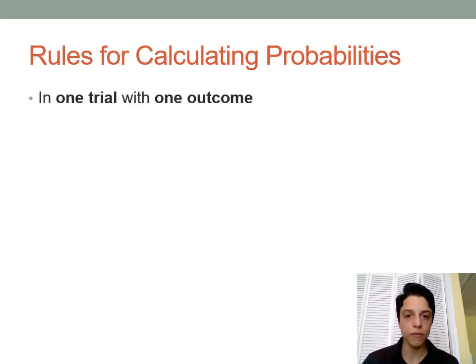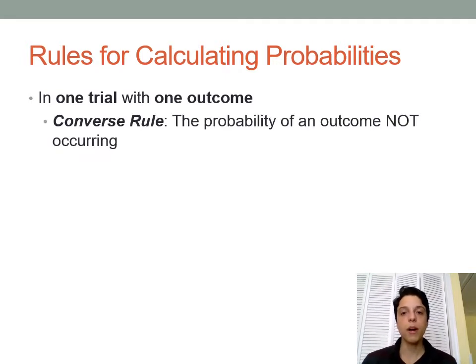All right, so one example of a rule for calculating probability is, in thinking about a single trial with a single outcome, you can find the probability of some outcome not occurring. To find the probability of an outcome not occurring, you use something called the Converse Rule. With each of these, I'm going to briefly describe it, then we're going to head back over to the document camera and I'll go through examples of each one with my little crayon pot.